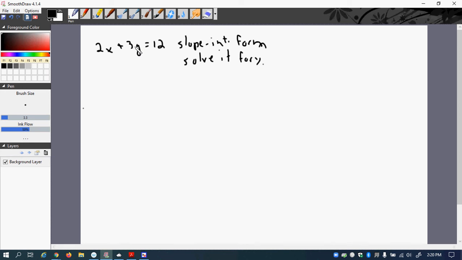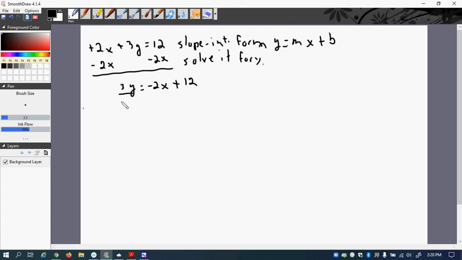And notice that's what it'll give us, because slope-intercept form is y equal to mx plus b. And so if we solve this for y, we're getting the same thing, the slope-intercept form. So we're going to start off by subtracting 2x from both sides, because this is plus 2x. Okay, and then we'll get 3y equal to negative 2x plus 12.